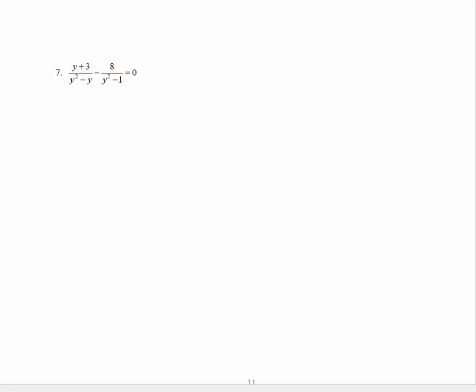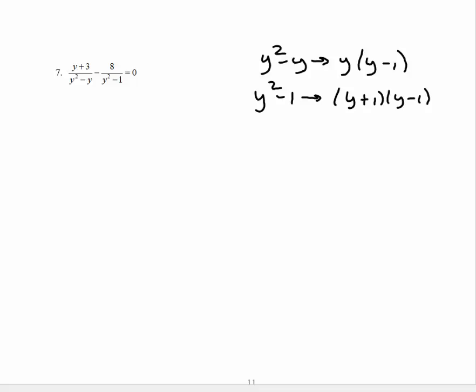Lastly, number 7. Y plus 3 over y squared minus y, minus 8 over y squared minus 1 equals 0. First thing we need to do is find the LCD, so we'll take each of our denominators and factor. Y squared minus y, we can take out a y and we're left with y minus 1. The other denominator is y squared minus 1. That factors into y plus 1 times y minus 1.